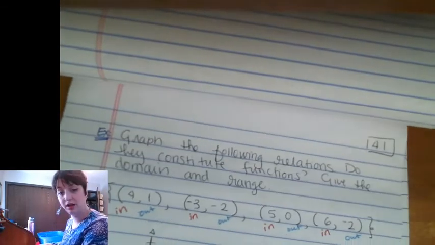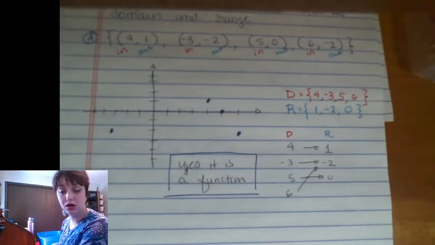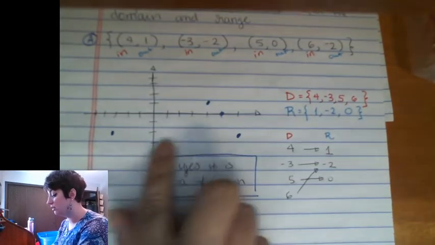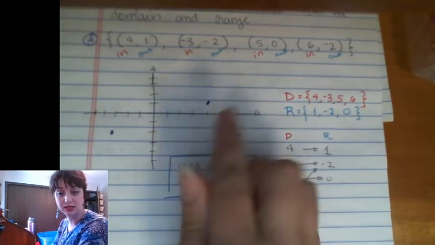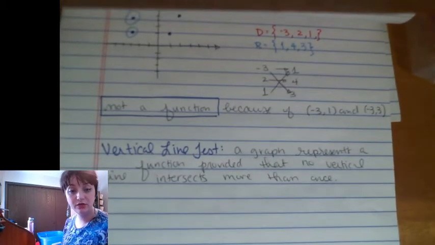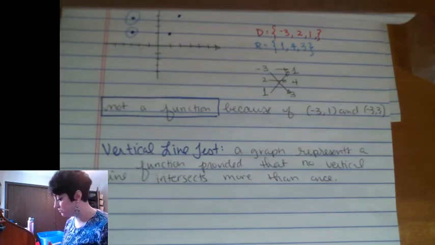So graphing, doing the domain and range of that, think about the shadow it would cast. What shadow would be cast on the x-axis or on the y-axis for your domain and range? We did a couple of those on Hawks. Your vertical line test: if a vertical line intersects your graph more than once, it is not a function.